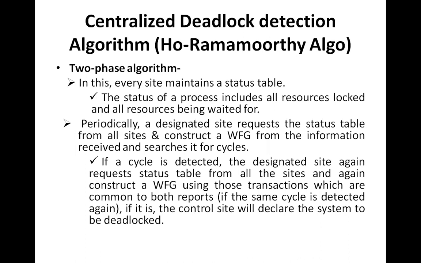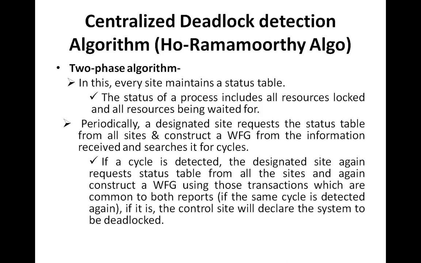Now, this kind of table is maintained by all the sites. The designated site requests the status table from all the sites, and depending upon the tables received, it constructs a wait-for graph from the information. Then it tries to search for a cycle. If there is no cycle, the system is free from deadlock.